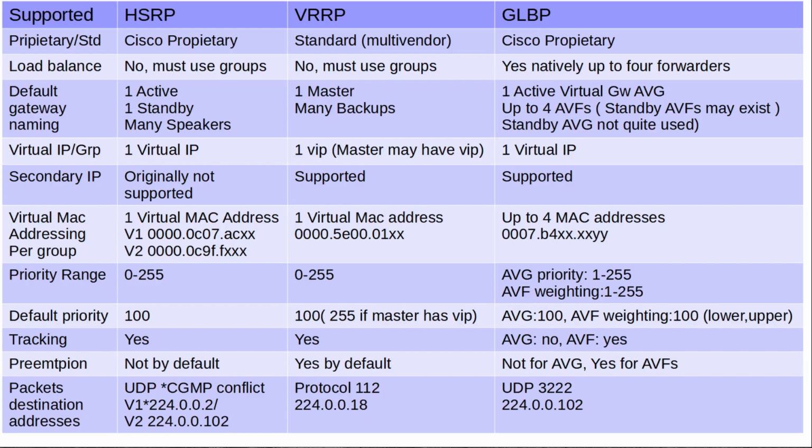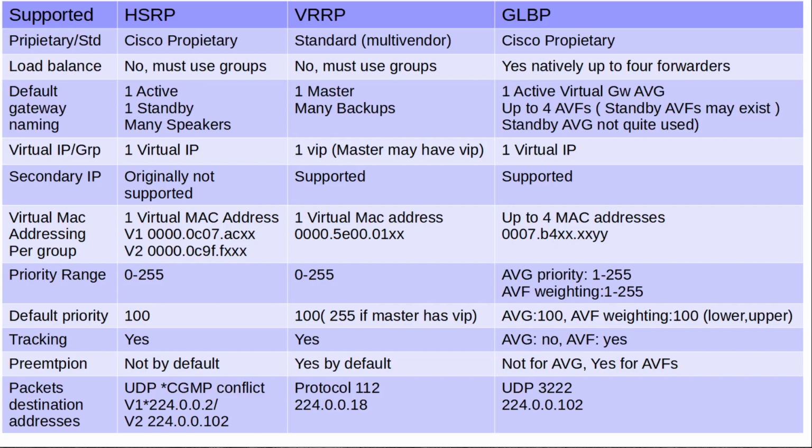One device can play the role of being the one AVG and one of the 4 AVFs. These protocols basically use a virtual IP and a virtual MAC address that will be hopping between devices as they become the default gateway. They will use one virtual IP, but VRRP lets you use this virtual IP being used physically in the configuration of one device.